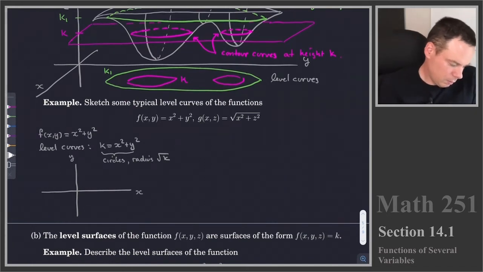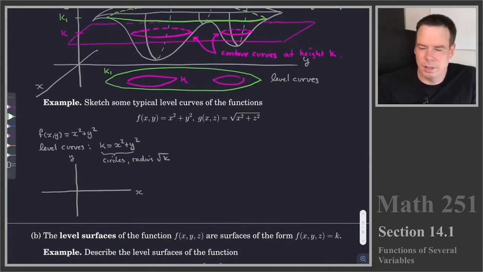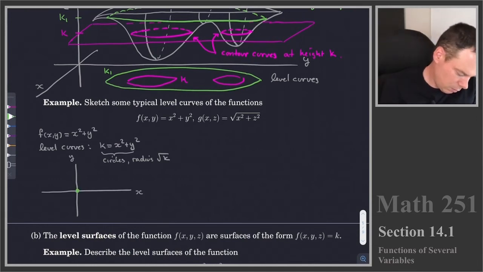So I'll say, what does this surface look like? What are all the points that have height 0 on it when z is 0? So that means the level curve corresponding to k equals 0. When k equals 0, the level curve is a circle of radius 0. So it's a dot right at the origin. So that's our k equals 0 level curve.